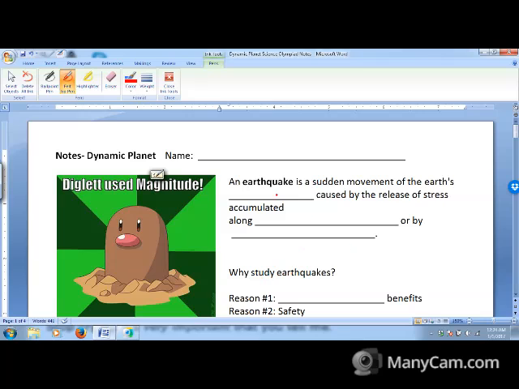An earthquake is a sudden movement of the Earth's crust that's caused by the release of stress accumulated along some different things. We're mainly going to study things called geologic faults or plate boundaries. A fault is just a crack in a rock, or volcanoes, which we're not going to focus too much on, but they do happen.